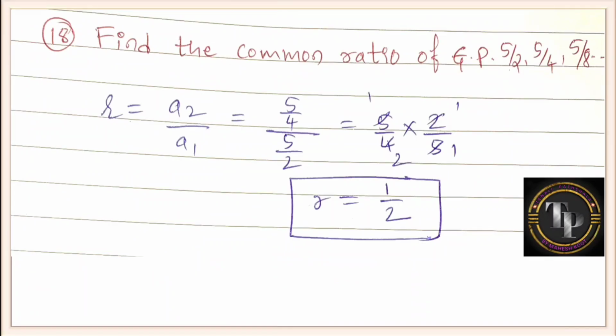Find the common ratio of the GP: 5 by 2, 5 by 4, 5 by 8. Common ratio means A2 by A1, or A3 by A2 also you can do. So I will do A2 by A1: 5 by 4 divided by 5 by 2. Again, the denominator of the denominator comes to the numerator, so 5 by 2 becomes 2 by 5. The 5s get cancelled and 2 1s are 2, 2 2s are 4. The common ratio value R is 1 by 2.